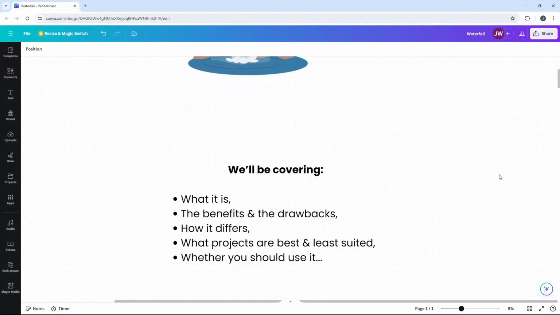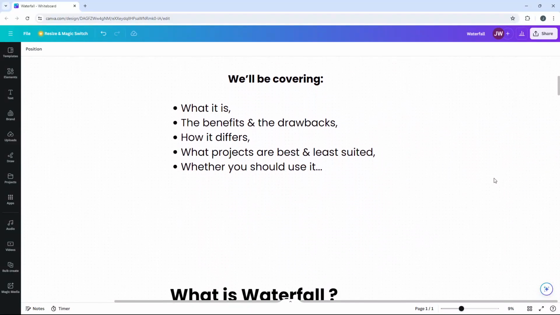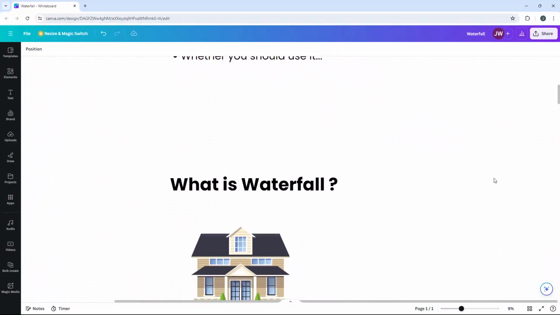understand waterfall. We'll be covering exactly what it is, the benefits of using it, and also the drawbacks of using it too, how it differs and compares to other project management methodologies, what projects it is best suited for and also least suited for, and perhaps most importantly of all, whether or not you should use it for your projects. So let's begin by understanding what waterfall is.